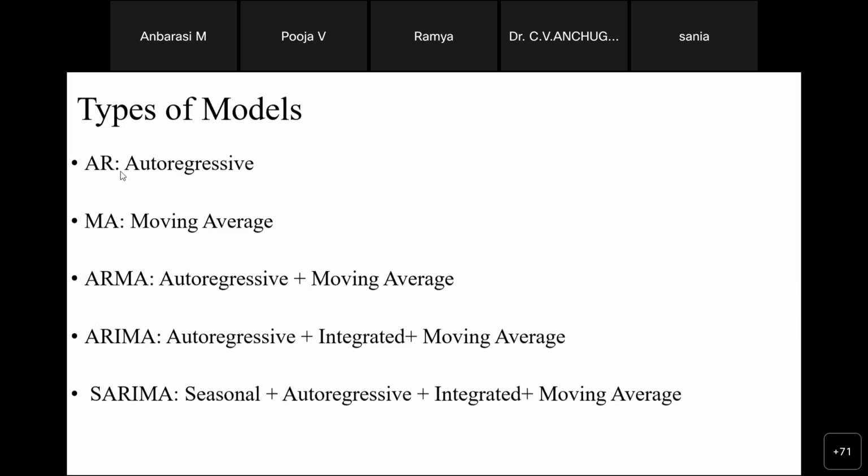Next, we are going to see the different types of models. First one is the autoregression model, then the moving average model, and the autoregression moving average model. After that, the autoregression integrated moving average model. This is the most well-known model in time series analysis. And then the seasonal autoregressive integrated moving average model. So these are all the models we are going to discuss in this session.